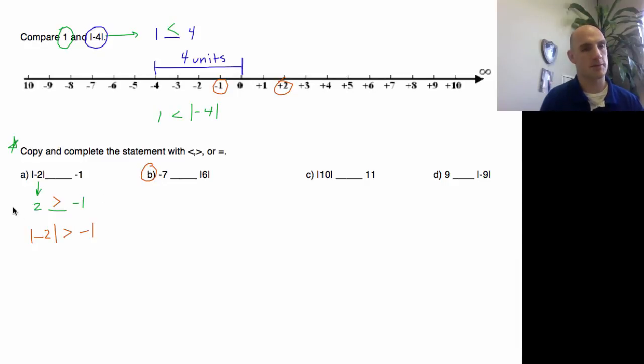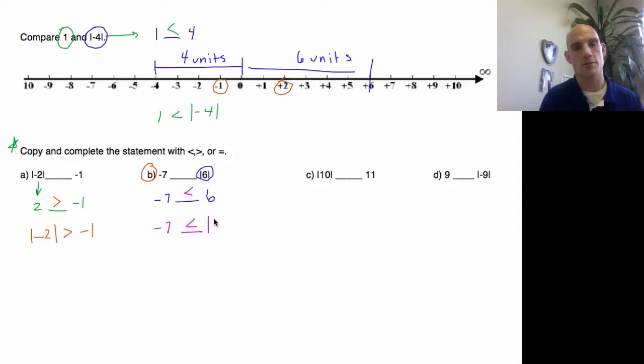Looking at B, same situation. If we're comparing -7 to the absolute value of 6, well, the absolute value of 6 is going to be 6 units. So I'm comparing -7 to 6. Which one's bigger? Obviously, 6 is bigger. So when I rewrite the statement, I'm going to say -7 is less than the absolute value of 6. Try the next two on your own, and we'll check them in this video. You can pause here if you need a little bit more time, but I'm going to go through the answers.